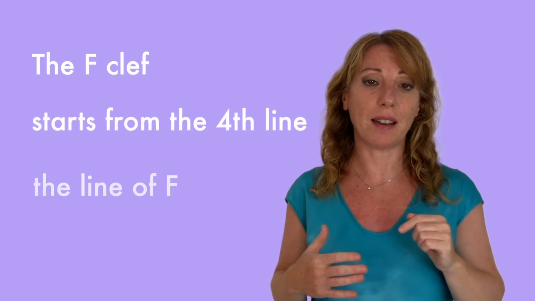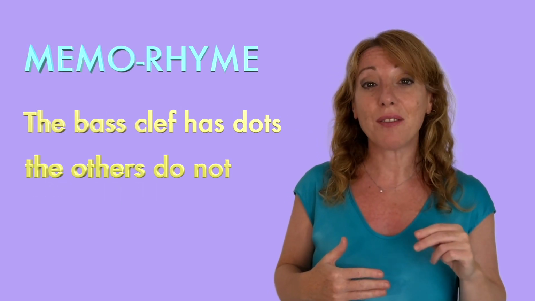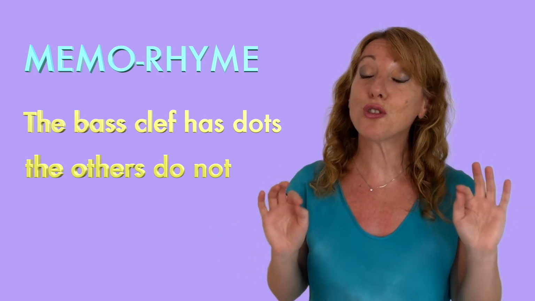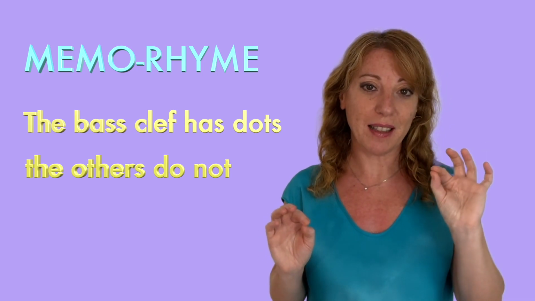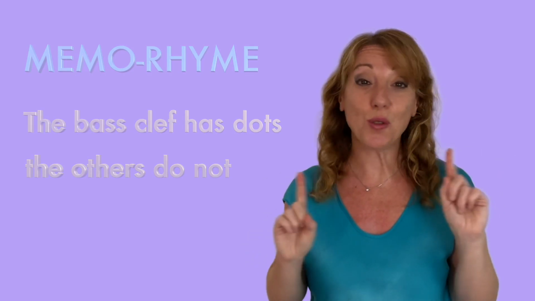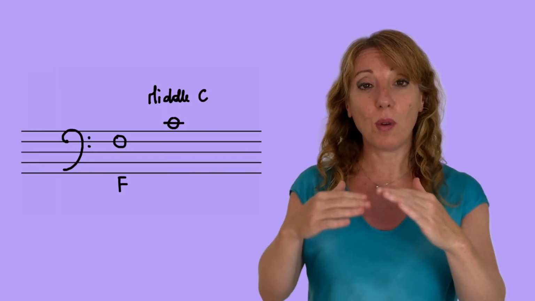The bass clef is also called F clef because the symbol is a backward C that starts from the 4th line, and in fact it has 2 dots around it. Another mnemonic rhyme for you. The bass clef has dots, the others do not. I've seen so many clefs, not bass clef, written with dots that I should say this again. The bass clef has dots, the others do not. So the bass clef is on the 4th line and this is where F is. Which F? The one below middle C.